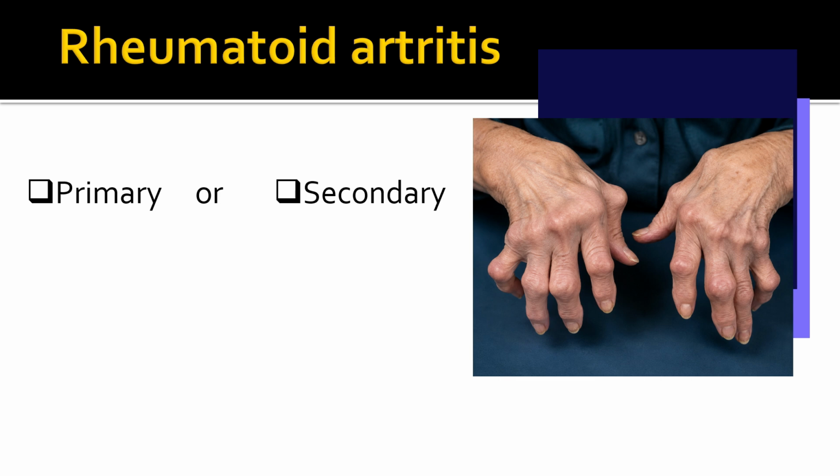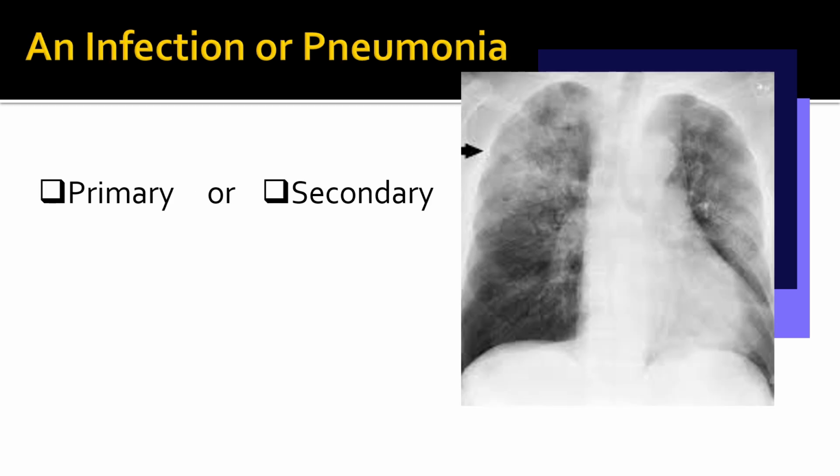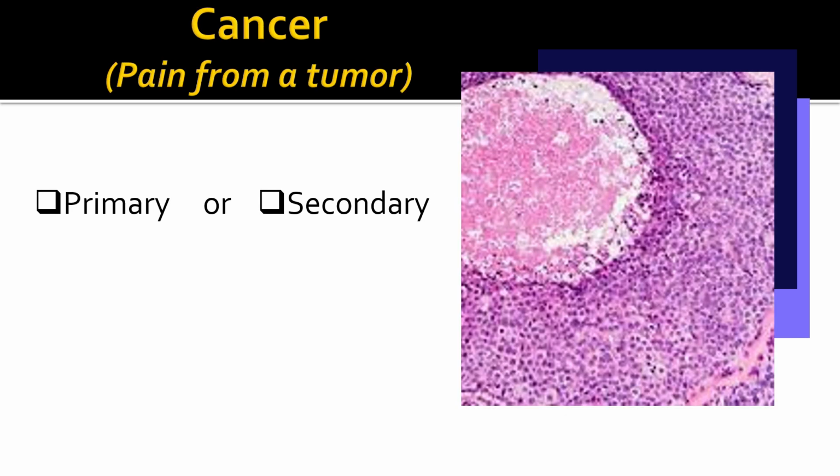Rheumatoid arthritis, primary or secondary? It's secondary to an autoimmune disorder causing inflammation and pain in the joints and the body. An infection or pneumonia, be it strep throat or lung infection, primary or secondary? It's secondary pain because it's caused secondary to an infection. When the infection gets better, the pain also resolves.